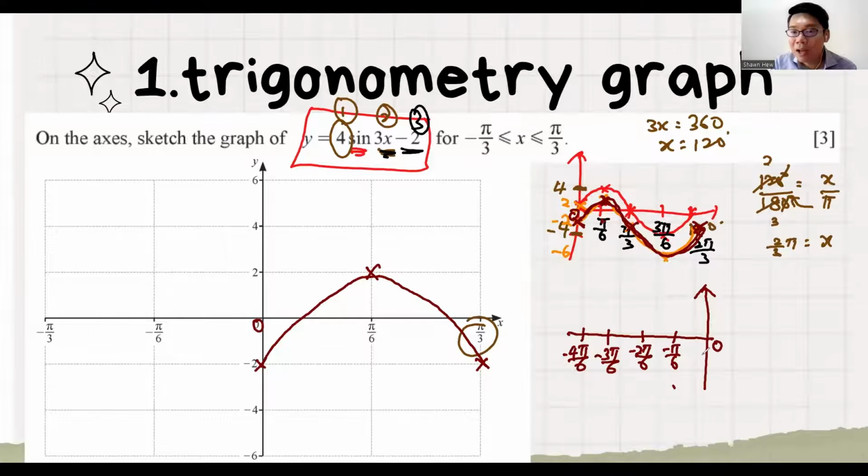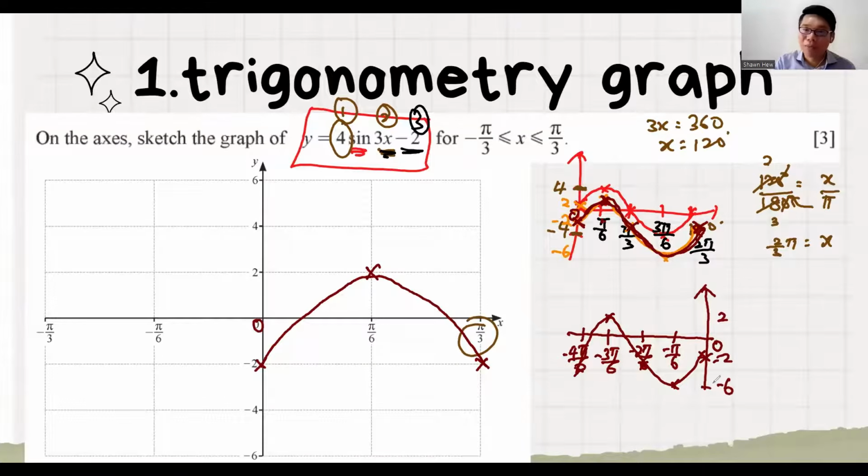So this point is minus 2, so minus 2. The second point is minus 6, so minus 6. The third point goes back to minus 2. The fourth point goes to 2. Last point goes to minus 2. So this is my negative part.